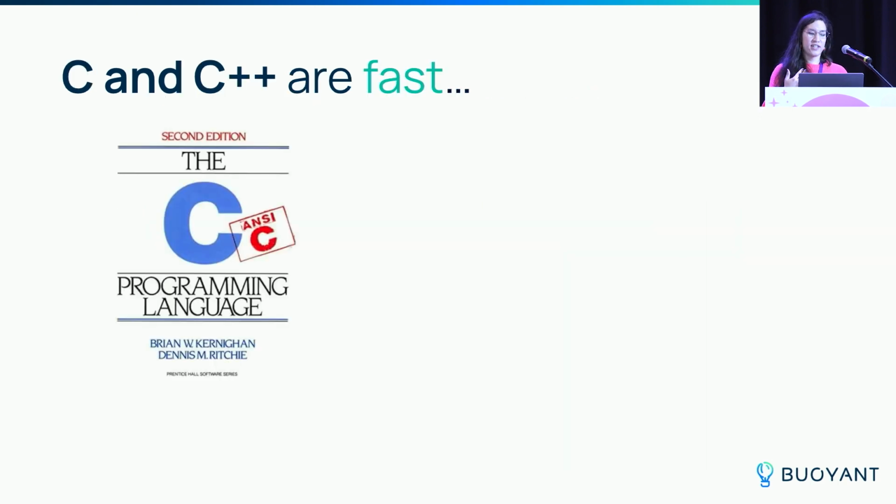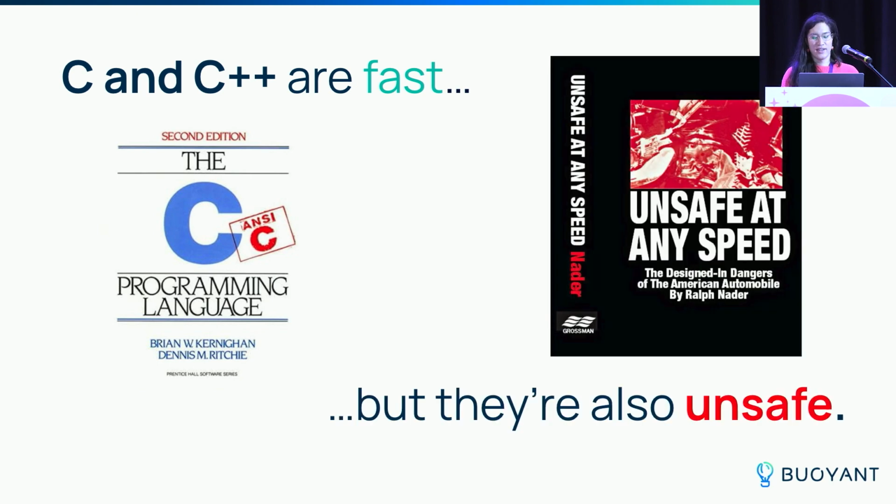On the other hand, there are languages like C and C++, which are very fast. You don't have this overhead from doing those runtime checks to make sure that the memory you're accessing is valid, but they're also unsafe. They're vulnerable to these types of issues.